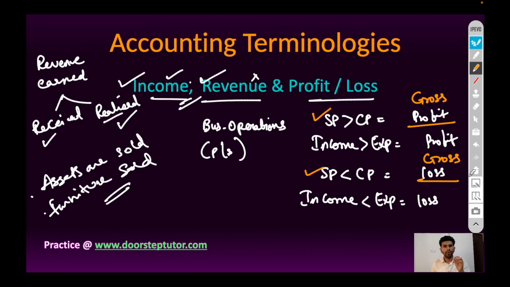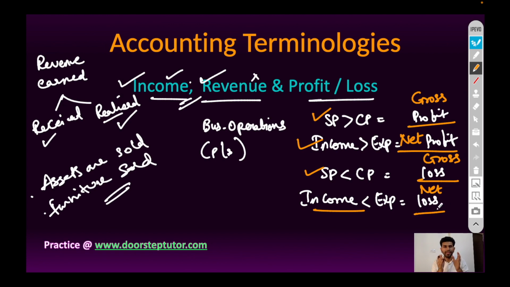For example, goods costing 10,000 rupees sold at 12,000 rupees. So selling price is 12,000 rupees, 10,000 rupees is cost price. So there will be 2,000 rupees profit. And if income is higher than expenses, then there will be net profit. On the contrary, if income is lesser than expenses, then there will be net loss.